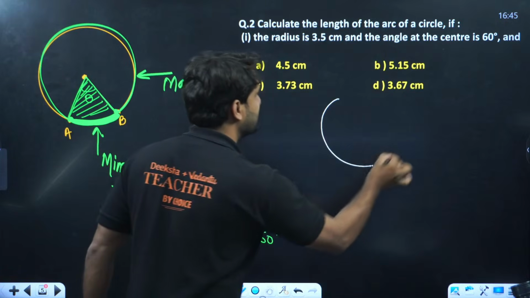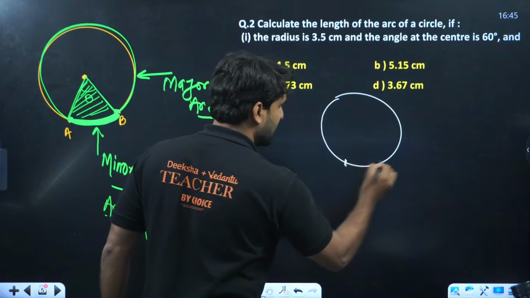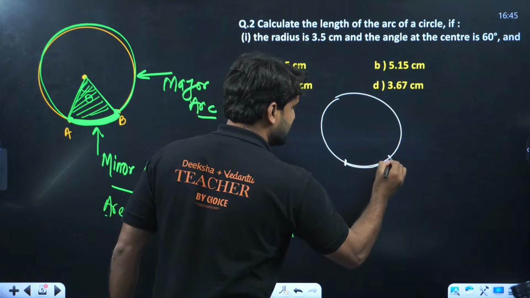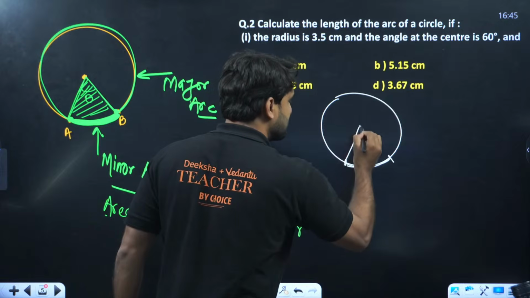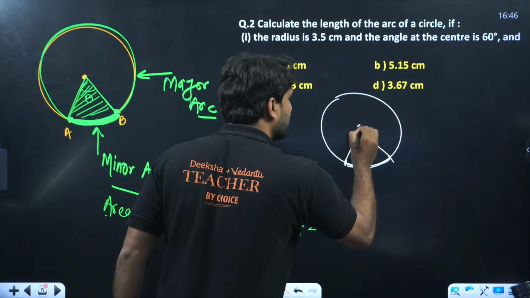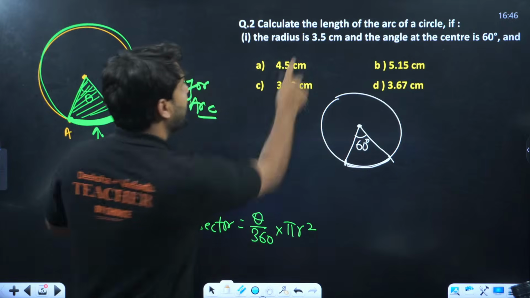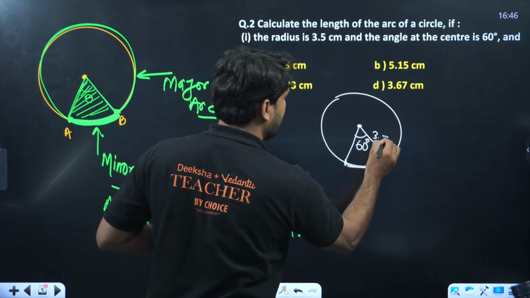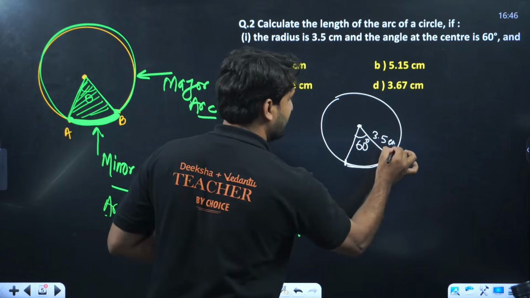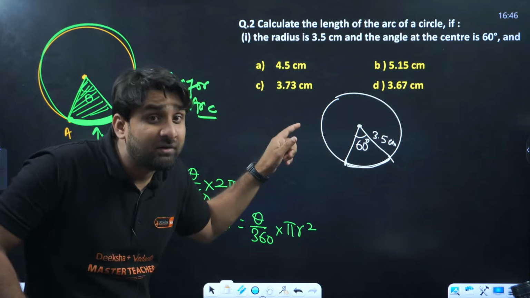So this is the situation. We have a circle and let's say this arc is making angle 60 degree at the center. This is 60 degree. This is the center, right? Clear everyone? And the radius is equal to 3.5 centimeter. And what we have to calculate? Calculate the length of arc.